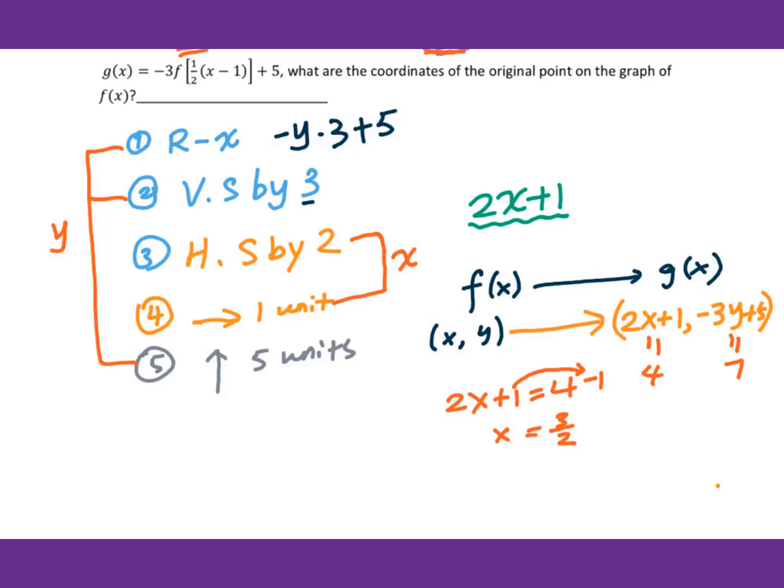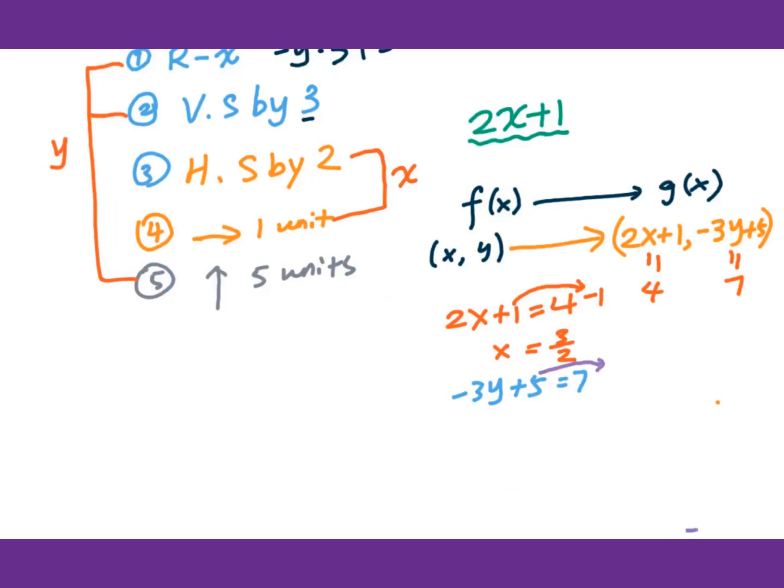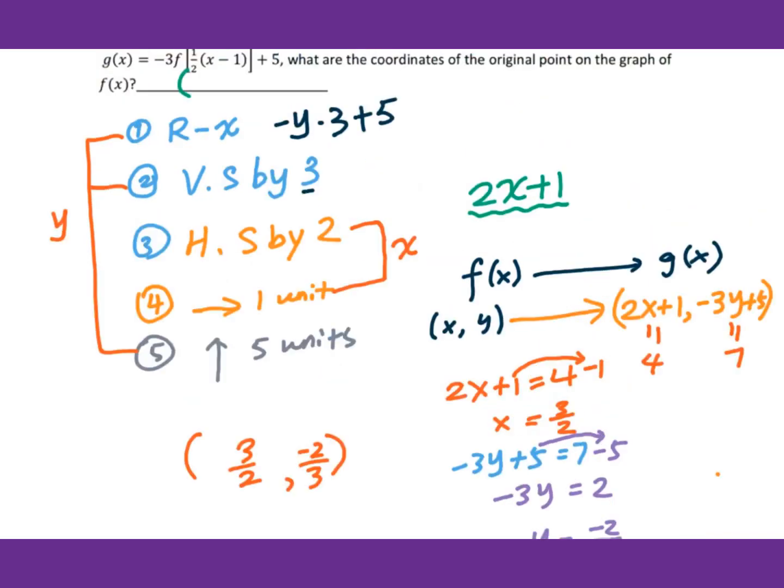Now we will set up negative 3y plus 5 equals 7. Now solve for this y. Minus 5 both sides, we get negative 3y equals 2. So divided by negative 3, we got y equals negative 2 over 3. Therefore, the coordinates on the f of x will be 3 over 2 and negative 2 over 3. This will be the answer, 3 over 2 and negative 2 over 3.